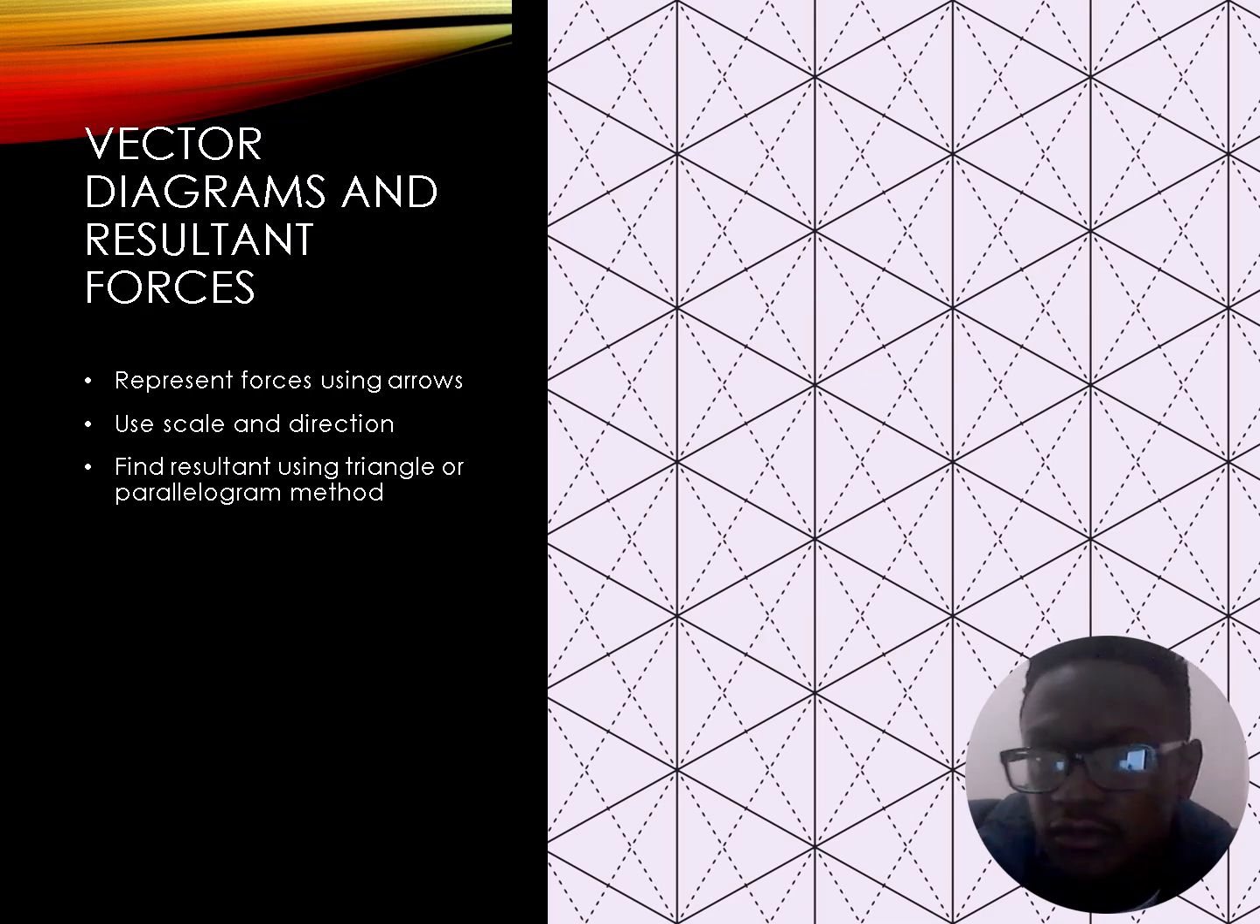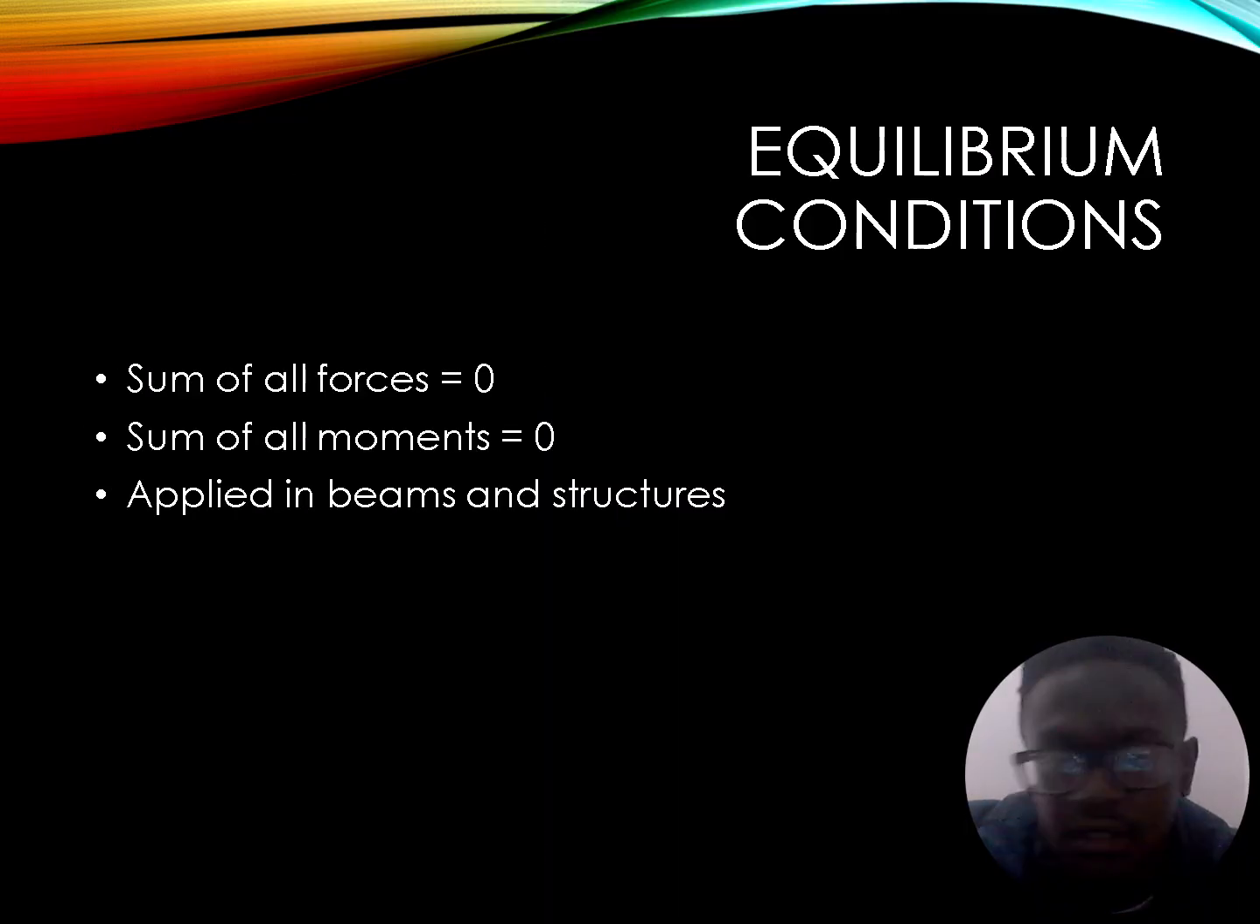Now we'll be looking at the conditions that qualify for an object to be at equilibrium. The sum of all forces has to be equal to 0, and the sum of all moments has to be 0, applied in beams and structures. So we have balance.